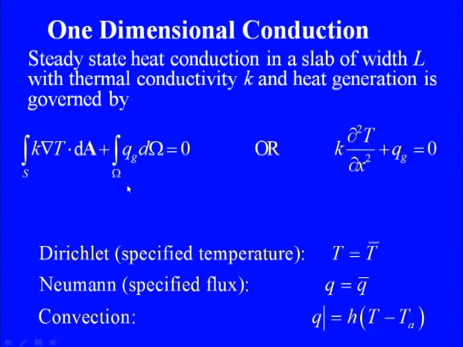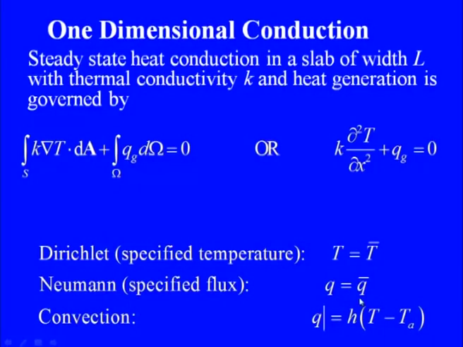To obtain a unique solution to this problem, we have to apply constraints in the form of boundary conditions. Constraints could be in the form of a Dirichlet boundary condition, which is a specified temperature at the boundary, T is equal to T bar. We can have at some part of the boundary a Neumann boundary condition, or a specified flux, Q is equal to Q bar, or we can have a convective boundary condition specified at the boundary, with Q given in terms of the convective heat transfer coefficient h into T minus Ta.